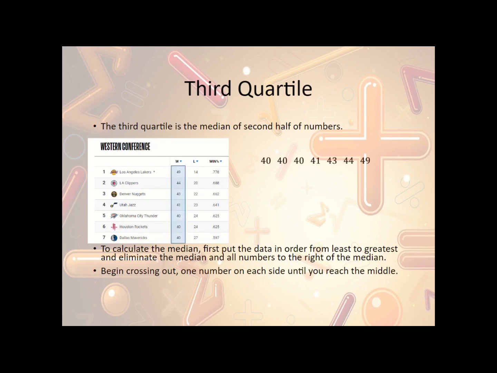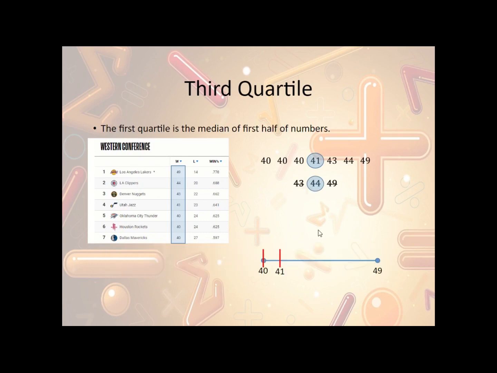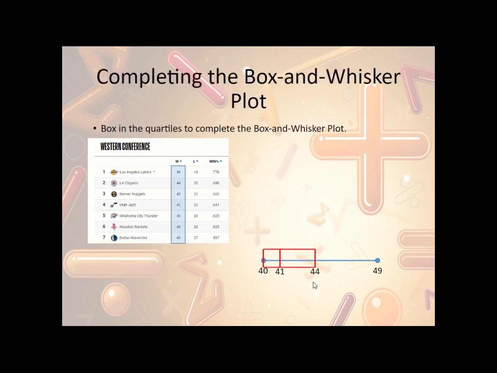So we put them in order from least to greatest. Here's our median, 41. So we're just going to look at the right side. So this is 43, 44, and 49. Then we cross out on each side until we get to the middle, and we're left with 44 as our median. So that becomes our third quartile. So we're going to go here to 44, draw our line in there, and then we just box it in. So this would be our box and whisker plot for this set of data.